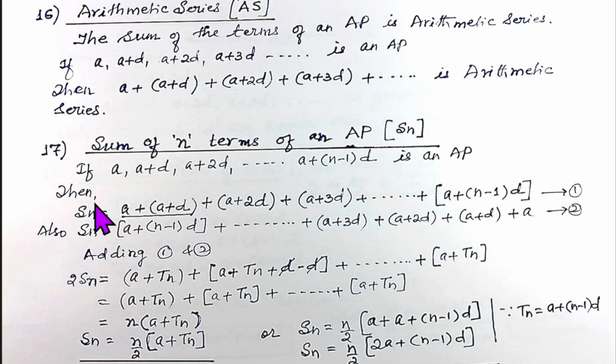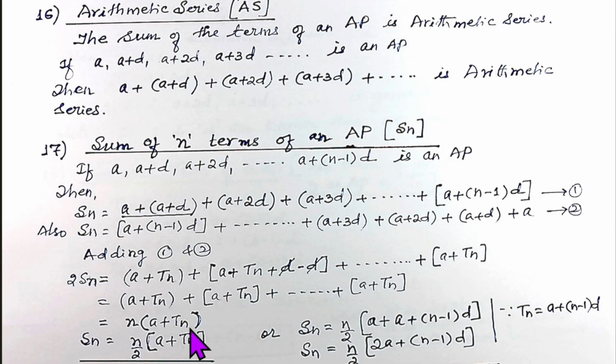Now when I add these two, Sn and Sn, I get 2Sn. When I add these two, I have to add the first term and the first term, the second term and the second term, the last term and the last term. When we add, we find that A and this is the nth term, that is Tn, so it will be A plus Tn, and the last term is also A plus Tn, and in between also we get A plus Tn, A plus Tn, A plus Tn. And how many A plus Tn's do we have? We have n terms of A plus Tn, and therefore 2Sn is equal to n times A plus Tn, or bringing 2 down, Sn is equal to n upon 2 in the bracket A plus Tn.